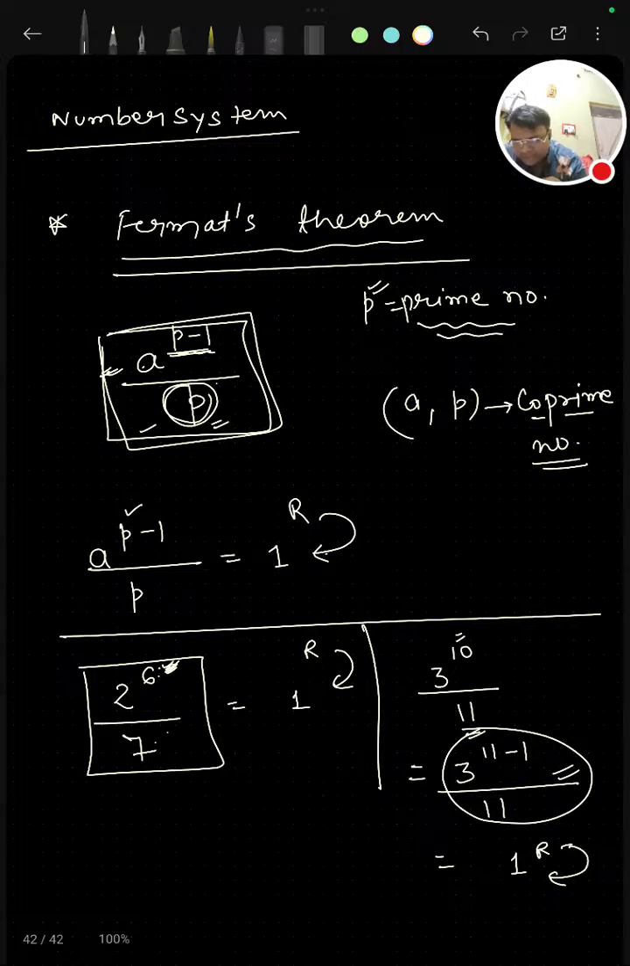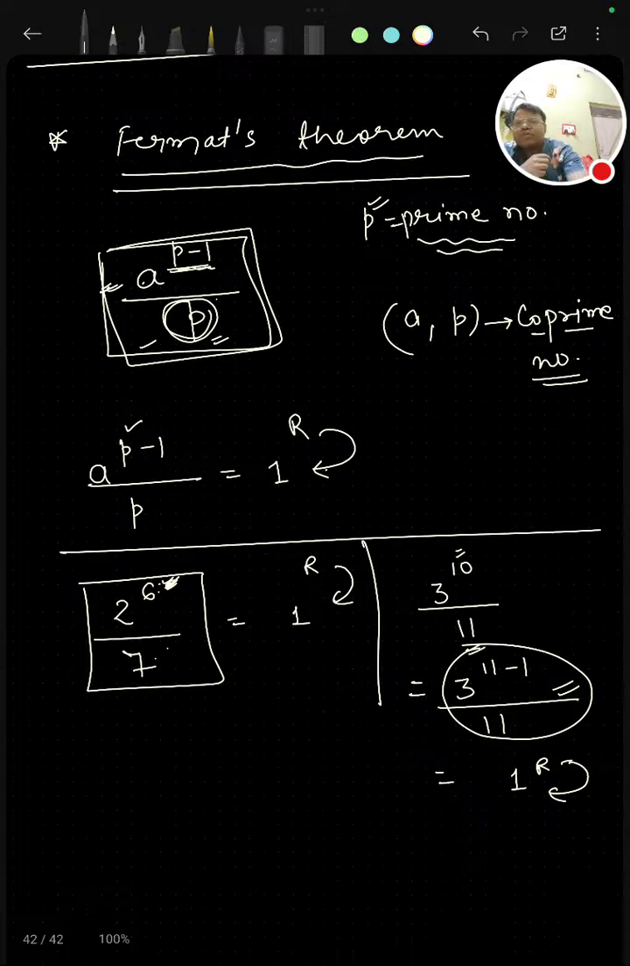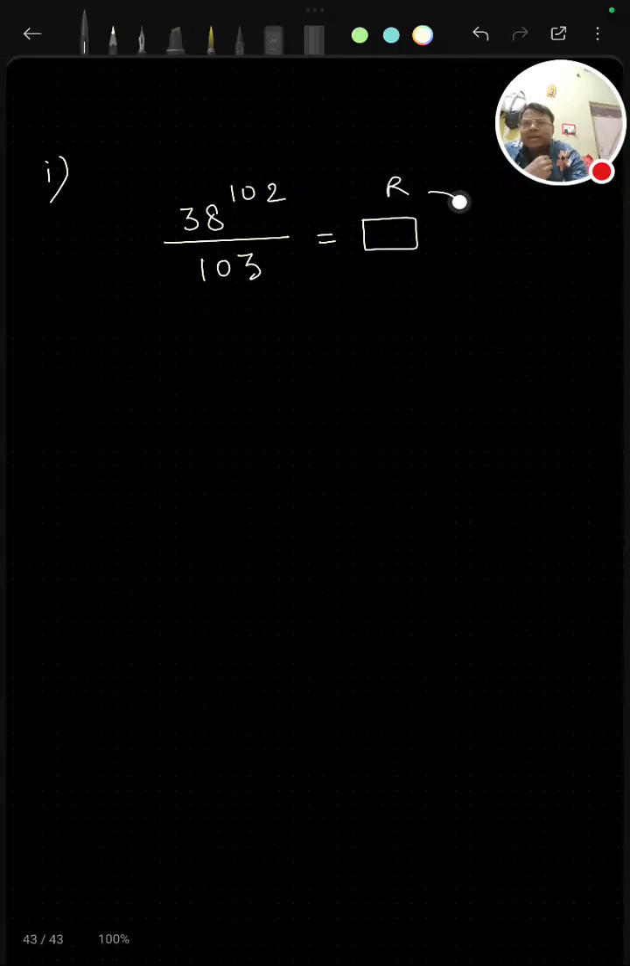अब इसी कंसेप्ट पे कुछ सवाल करते हैं। मैंने यहाँ पे ये जो क्वेश्चन नंबर 17 है, पहले मैं इसको करवाऊंगा, ठीक है ना। फॉर्मेट्स थ्योरम आपको दिमाग में एकदम रखना है, ठीक है। चलिए क्वेश्चन 1 है। Question 1 is 38 to the power 102 and it is divided by 103. You have to find the remainder. What is the remainder? Can you solve it?